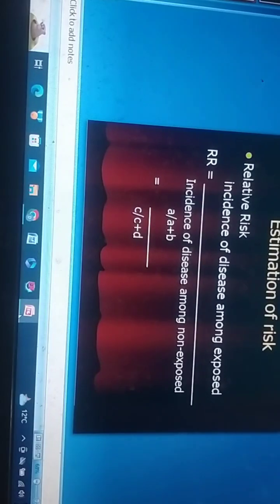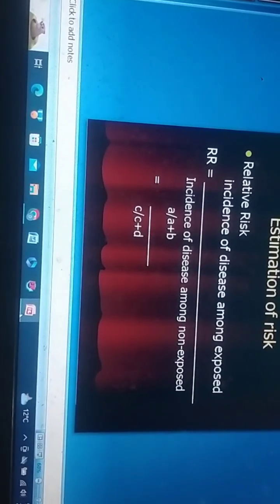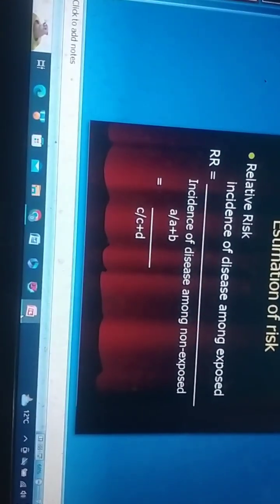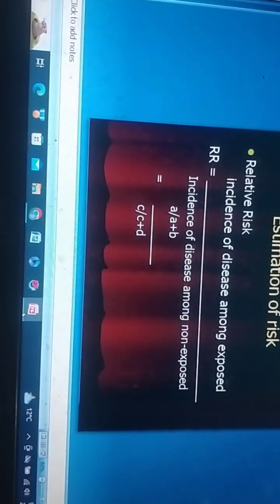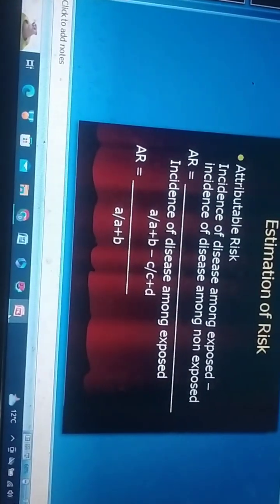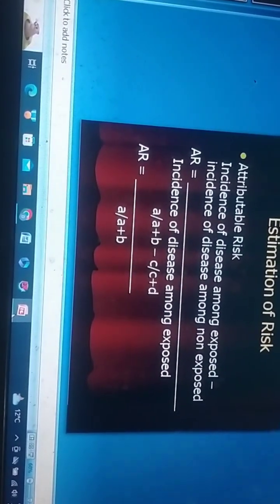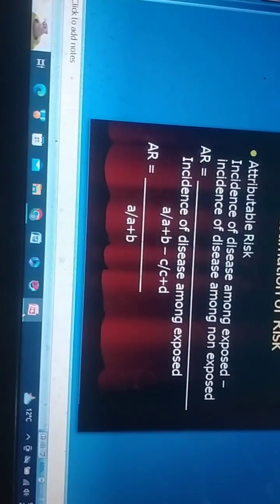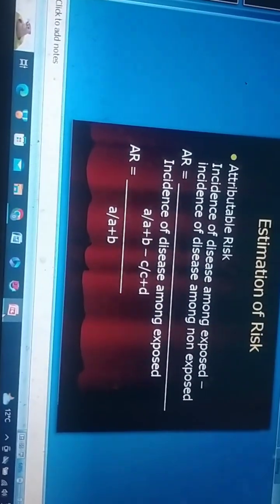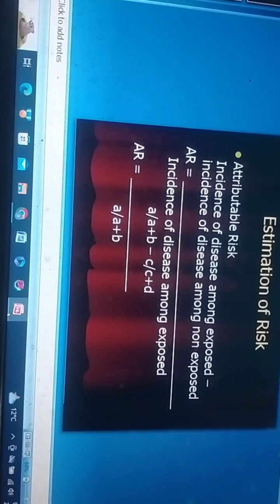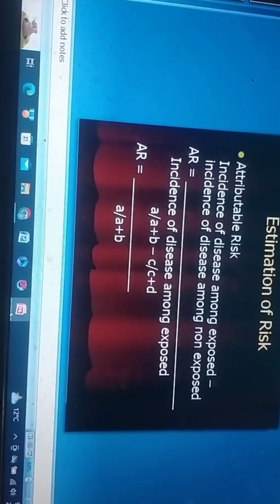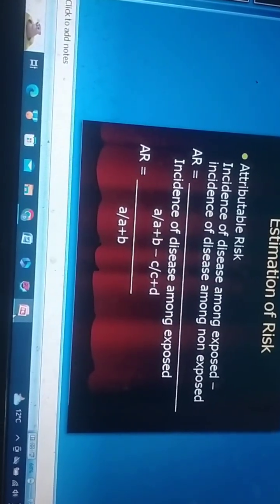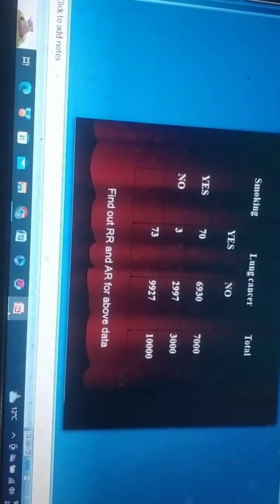Estimation of risk. Relative risk: incidence of disease among exposed over incidence of disease among non-exposed, A over A plus B, C over C plus D. Estimation of risk, attributable risk: incidence of disease among exposed minus incidence of disease among non-exposed, over incidence of disease among exposed, A over A plus B minus C over C plus D, over A plus B.